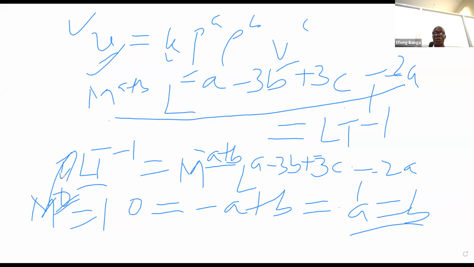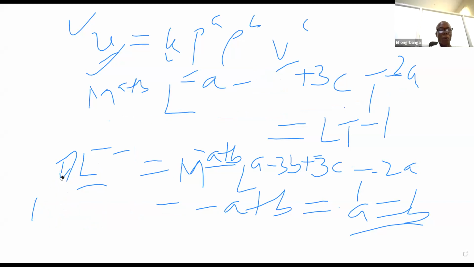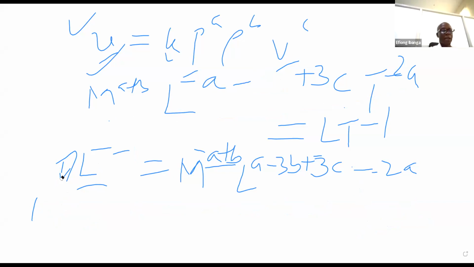Do you understand how we got to this a equal to b now? Yes, sir. Exactly. Now, I can erase this. So we now have a is equal to b. So now we have equated the indices of m. Okay, we have equated the indices of m.